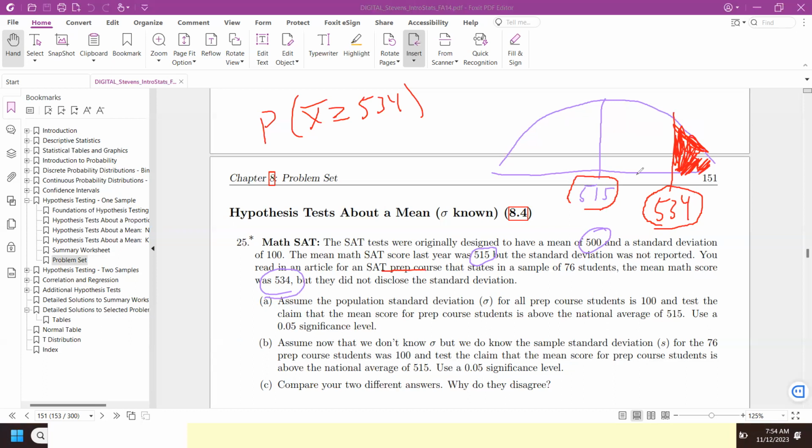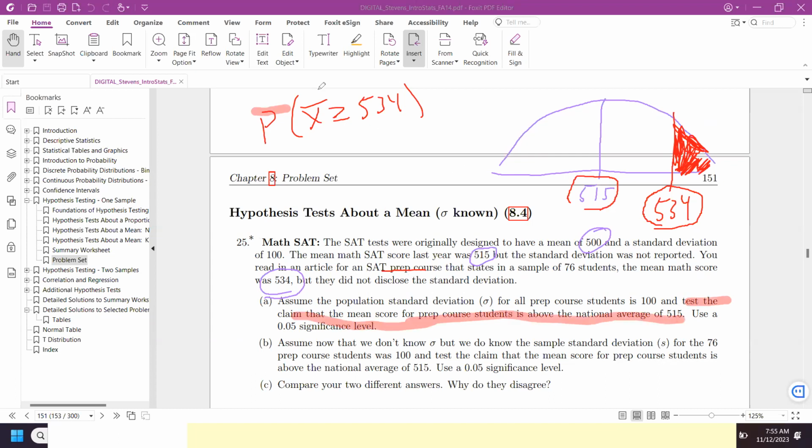In fact, let's underline the claim right here. Or can I do even fancier and highlight it? Let's see, draw. I don't know if this highlighter works very well. Well, let's see, it's red. Let's do it. So we're going to test the claim that the mean test score for prep students is above the national average of 515.